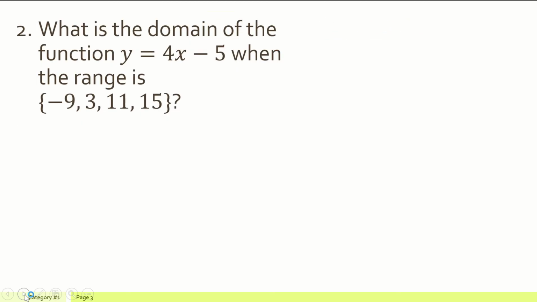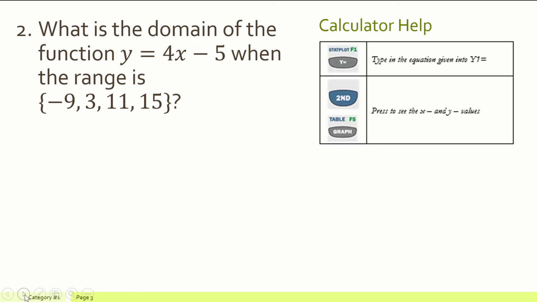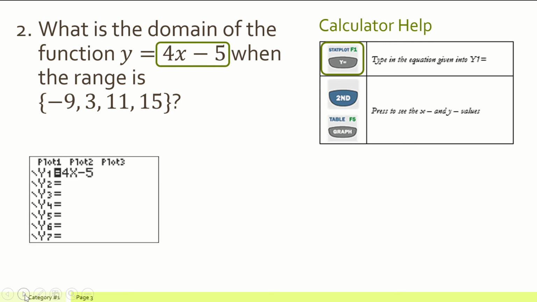What is the domain of the function y equals 4x minus 5 when the range is negative 9, 3, 11, and 15? Once again, we're given an equation that we can type into our y equals screen and then go look at table values by hitting second graph. In y equals, we're going to type in the equation 4x minus 5.